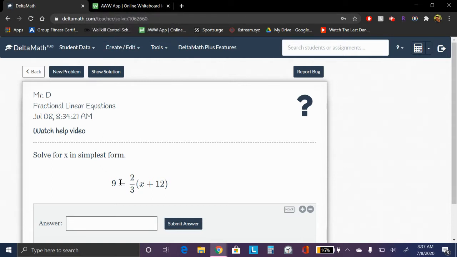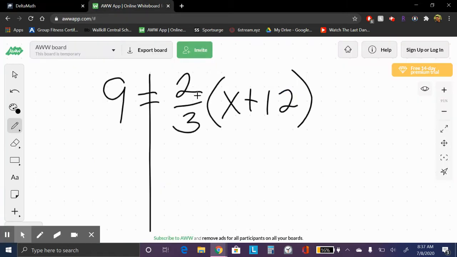So with this equation, we have 9 equals 2/3 (x plus 12). Same thing as we did before. When we have parentheses, what we're going to do is distribute the 2/3 to both numbers inside of the parentheses. So we're going to multiply 2/3 here and get 2/3 x. And 2/3 times 12. Now, if you're not good with doing fractions in your head, you could use the fraction calculator.